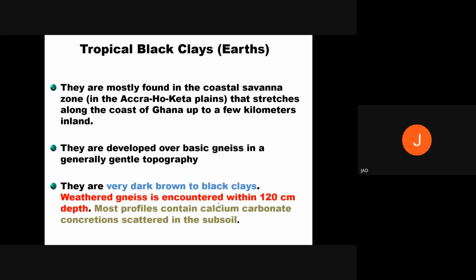They are very dark brown to black clays. Bedrock is encountered within 120 centimeter depth. Most profiles contain calcium carbonate concretions, and these are scattered in the subsoil. Calcium carbonate, that is an indication that such soils can be alkaline in nature. So please take note.